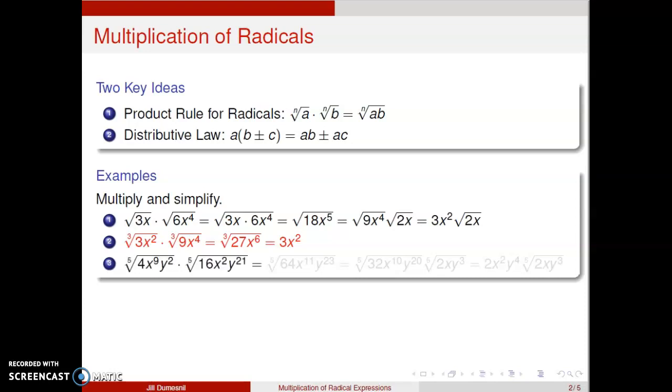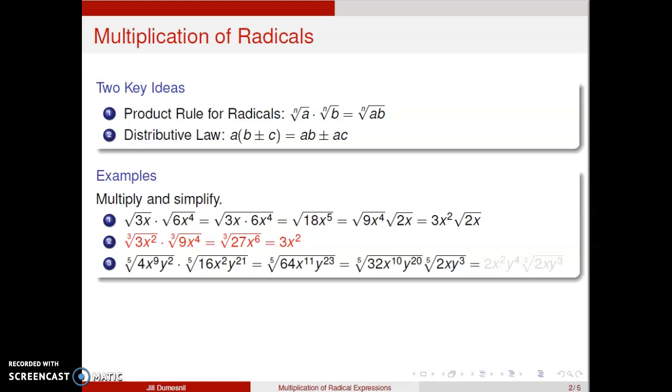Finally, consider the fifth root of 4x to the ninth y squared times the fifth root of 16x squared y to the 21st power. Combining into one radical, we get the fifth root of 64 x to the 11th y to the 23rd.